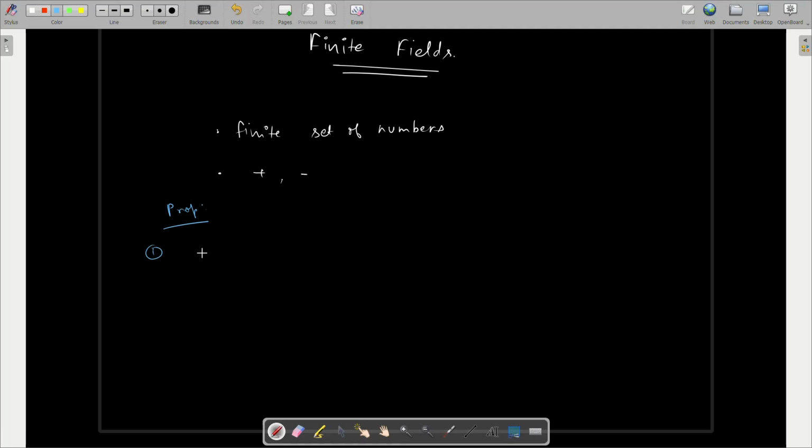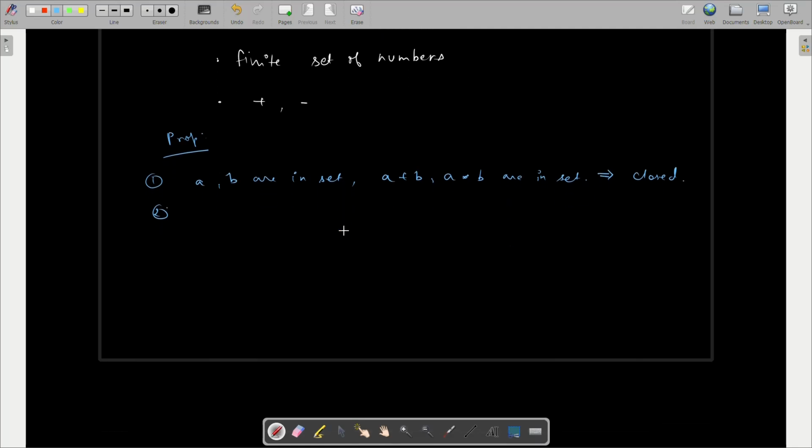So number one, if we have a and b in the set, then a plus b and a dot b are also in the set. This property is called being closed. These are some of the mathematical things, and I would say you definitely need to make some notes, as they will help you in a better understanding of everything.